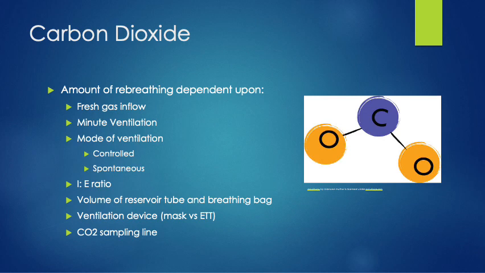You want to make sure that your patient has an adequate minute ventilation and mode of ventilation. If it's controlled ventilation, you want to make sure that you are supporting them appropriately and your equipment is functioning appropriately. If they're breathing spontaneously, again, you want to make sure that your APL valve or your pop-off valve is open so that your patient can exhale. You want to consider your I:E ratios, the volume of a reservoir bag and breathing bag, ventilation devices, and then CO2 sampling line.